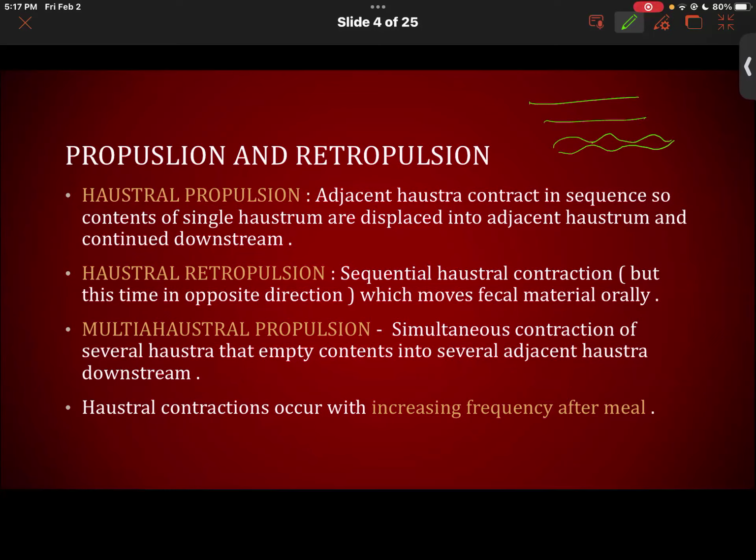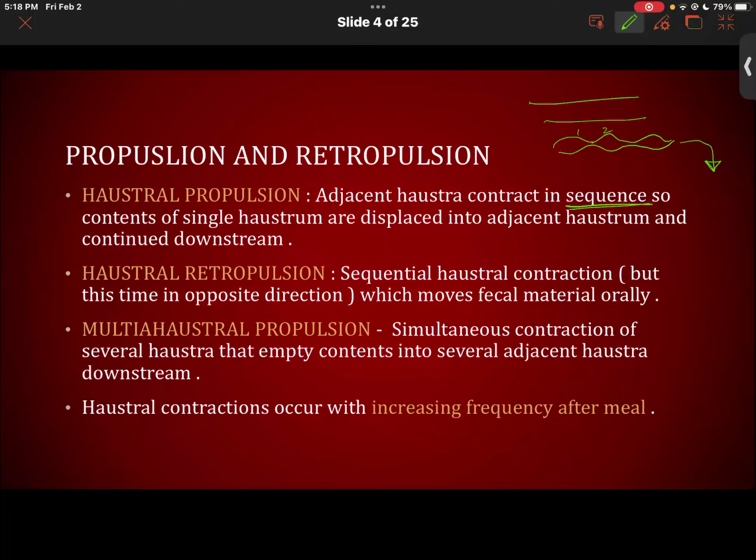So in propulsion, adjacent haustra contract in sequence. In sequence means one after the other in an ordered manner. So contents of a single haustrum are displaced into adjacent haustrum and continue downstream. So let's imagine that this is the direction towards the anus, and then these are three haustra. Obviously, in the intestine, we have a large number of haustra, but just for explaining, let's imagine there are three, right? So adjacent haustra, let's label this 1 and 2, contract in sequence.